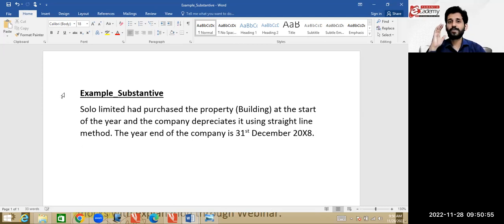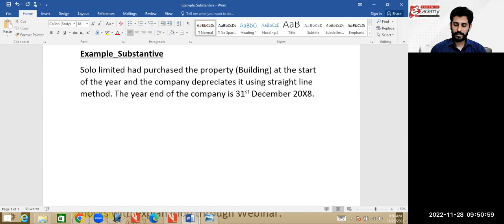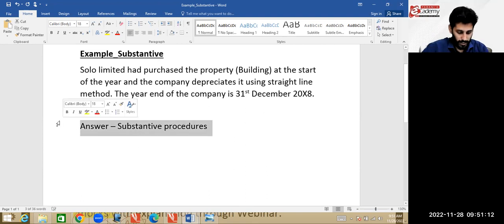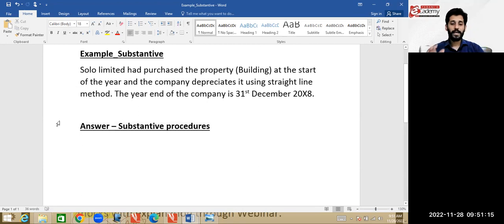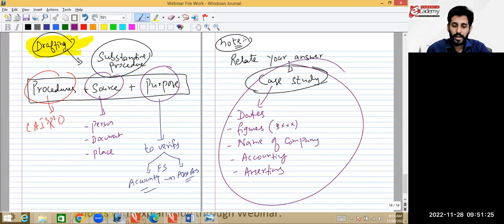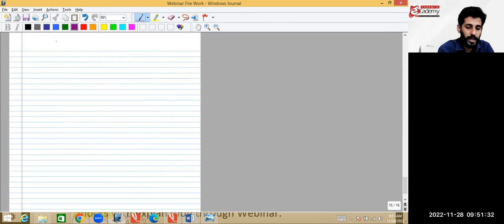And now I have to draft the answer for the substantive procedures. Before drafting the answer formally, this is the time to know how to draft well. You will have to relate to the case study: dates, figures, name, accounting standards, assertions. But the most important part is the assertions, which ACCA covers.